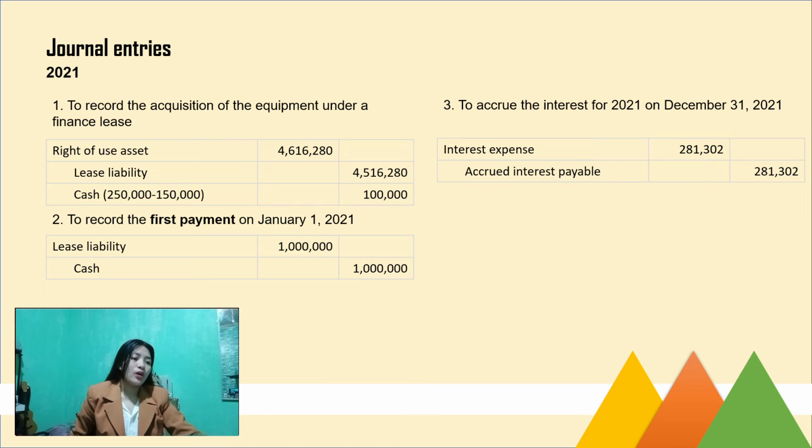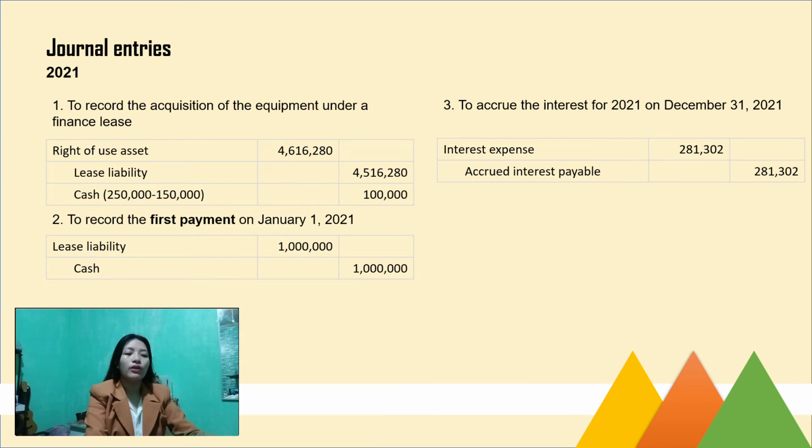So next is to accrue the interest for 2021 on December 31, 2021. So ito naman yung mga entries sa end of the reporting period na. So we must record the accrual of the interest. We debit interest expense and credit accrued interest payable amounting to 281,302. So, paano natin nakuha yung amount na yun?